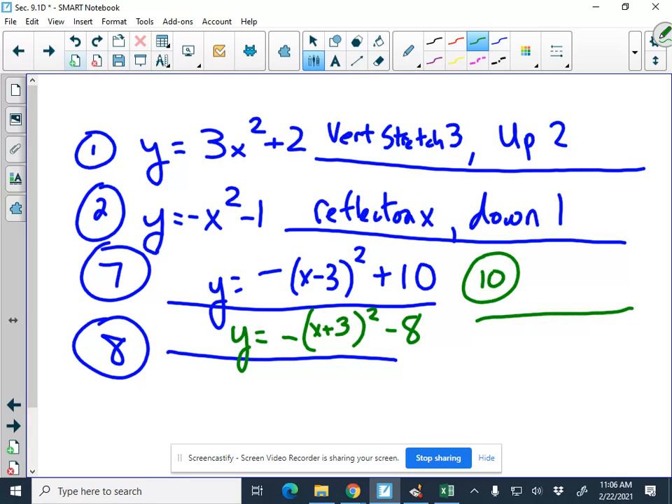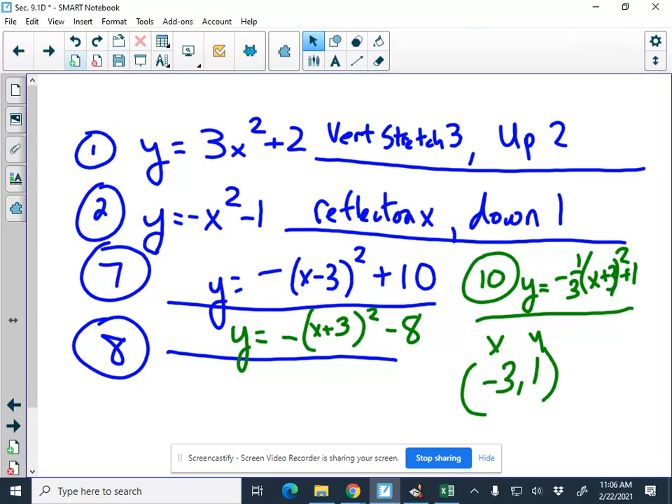Number 10 is given a little bit different. It says it opens down, so it's y equals negative. Wider by a factor of a third, so that's going to be the 1/3. But now it says the vertex is at negative 3, 1. This is telling you x moves left 3. So left 3 is x plus 3. This is telling you y moves what? Up 1, so it's plus 1 at the end. Finish that up.